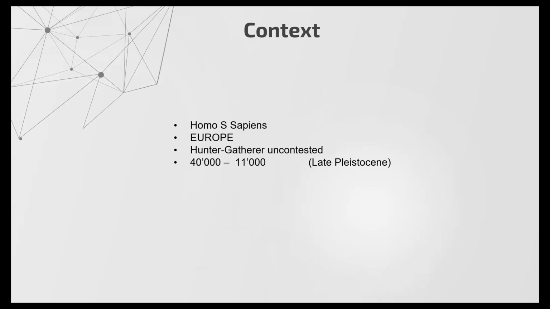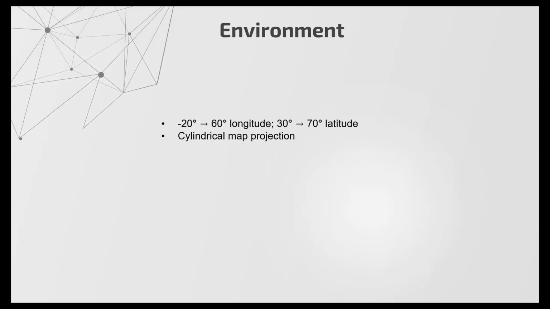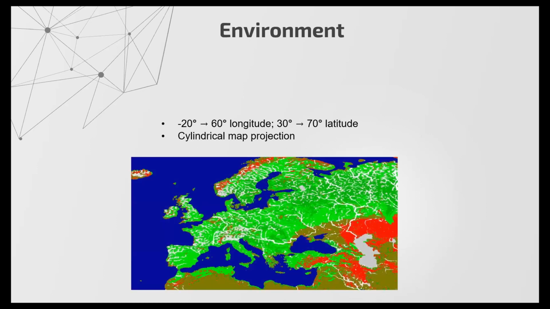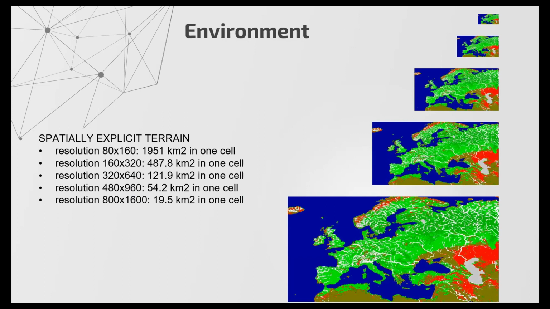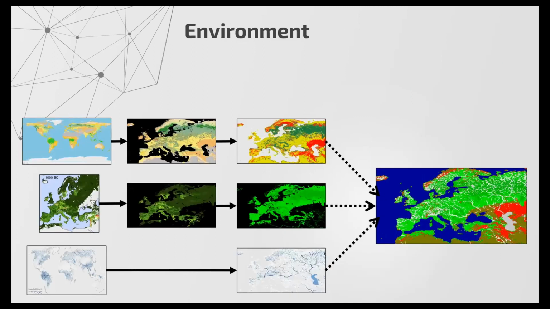We already mentioned the context, and we know the parameters, so we can begin by simulating the environment, by modeling the environment. We want to simulate Europe, so we should be more precise with coordinates, and by choosing a cylindrical map projection, we can also visualize the map. This should come in multiple resolutions to allow the scale we've talked about, and we can see here that this spatially explicit terrain is actually constructed from multiple data sources.